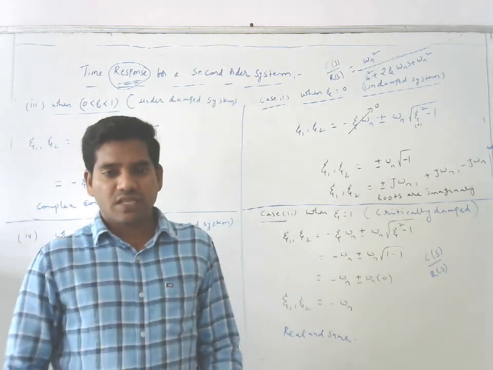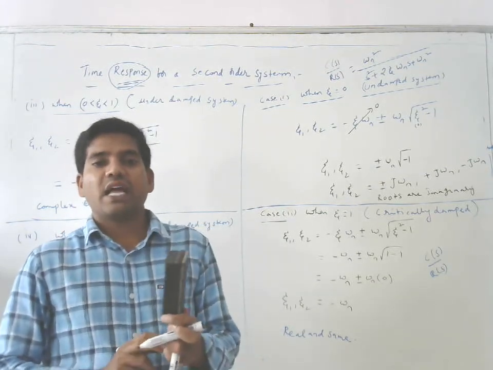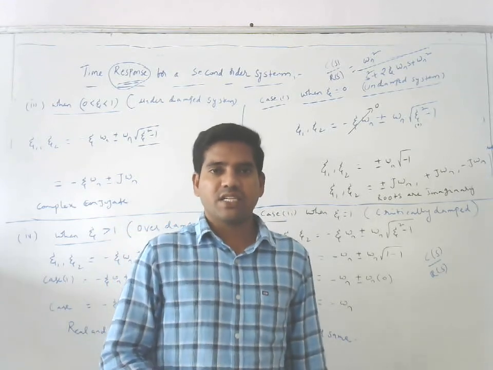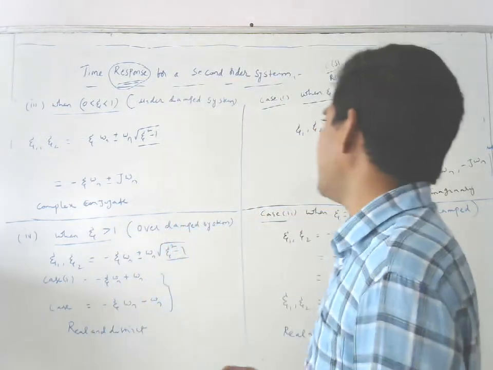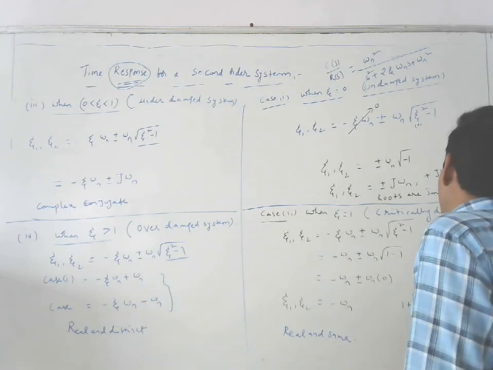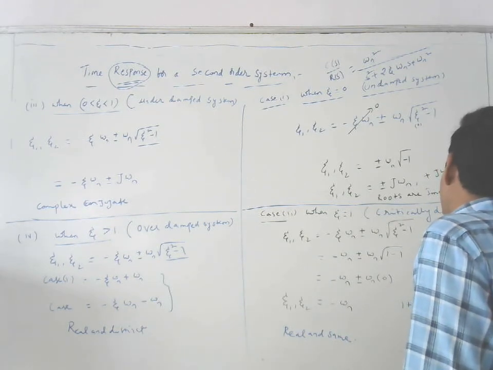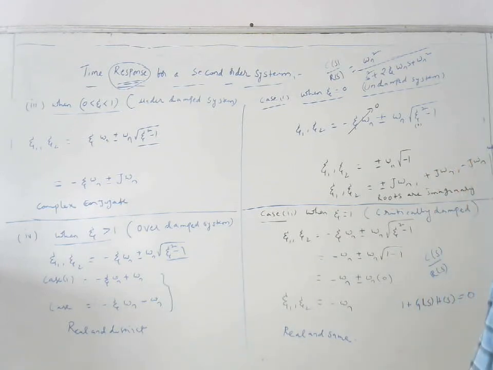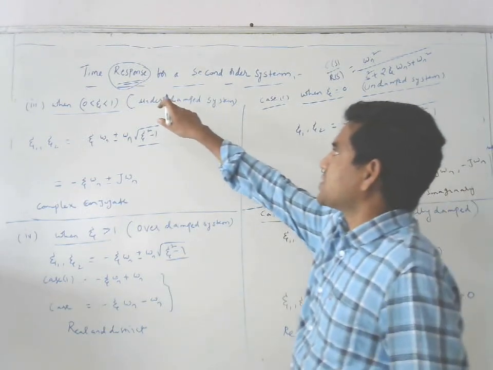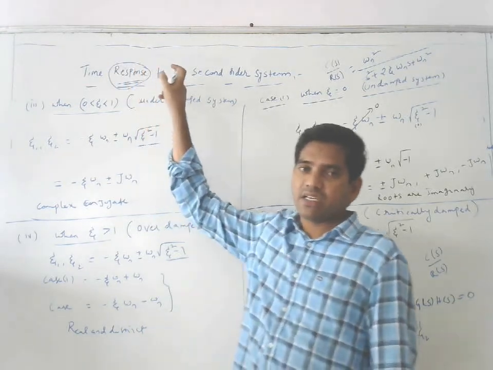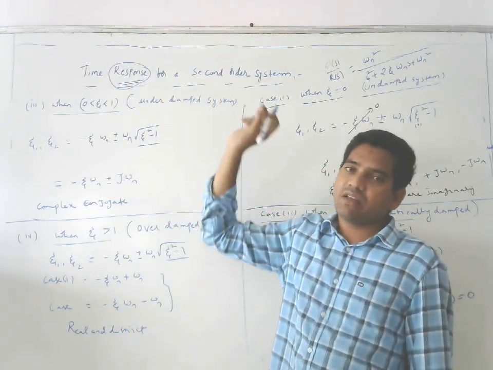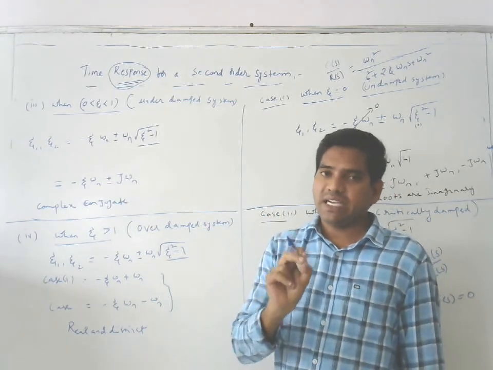For that second order system, we consider the characteristic equation. We have to remember the characteristic equation is 1 plus g of s into h of s equal to 0. From that characteristic equation, I am getting zeta 1 and zeta 2. Why am I going to consider zeta 1 and zeta 2? The time response of a second order system always depends upon the value of zeta. Zeta we call the damping ratio.